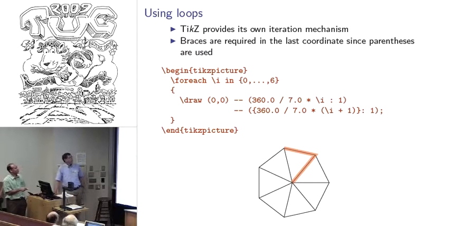But here we're just going to have foreach i going from 0 to 6. We're going to draw essentially kind of this 7. So we're going to go out from the origin up to one of these vertices and then over. One of the things to notice in this calculation, now that I've got parentheses inside of here, I have to include these curly braces. Otherwise it'll think that this is a coordinate. And so we want to essentially indicate that we're doing some math here. So we just include that inside of the curly braces.